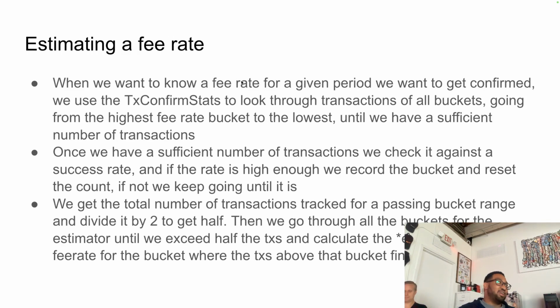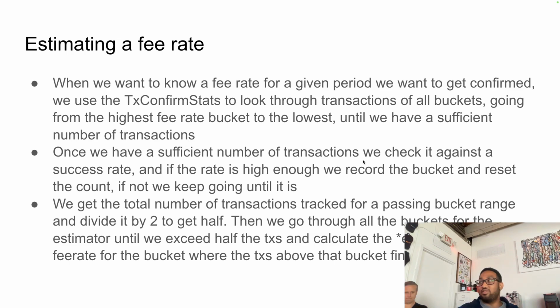So now estimating a fee rate. When we want to know a fee rate for a given period, we want to get confirmed, like let's say it's the first period under 2 blocks. We use the transaction confirmed status to look through transactions of all buckets, going from the highest fee rate bucket to the lowest until we have a sufficient number of transactions. So if you tell me you want your transaction to get confirmed within 4 blocks, then I will choose period 2, and I will look at all the buckets from like the last one with the highest fee rate all the way to like the lowest that I can. And I will collect all the number of transactions through all those buckets until I have enough transactions.